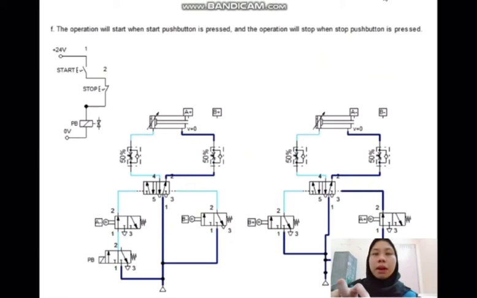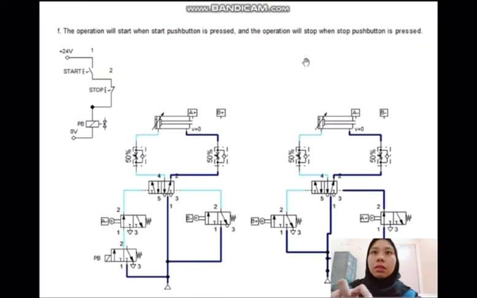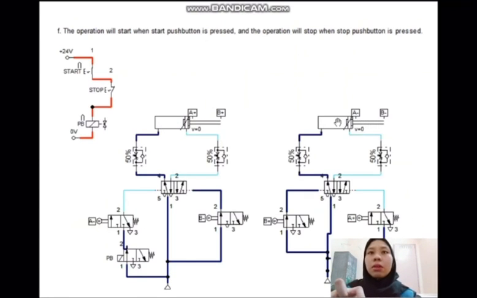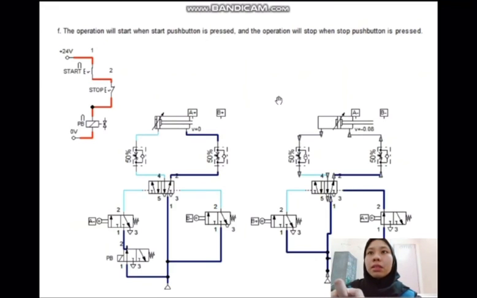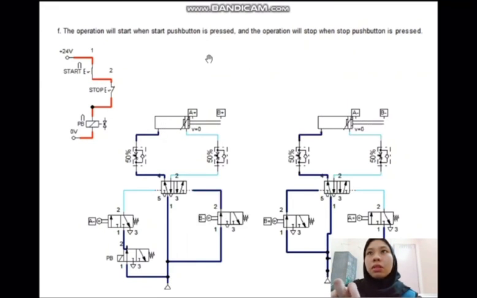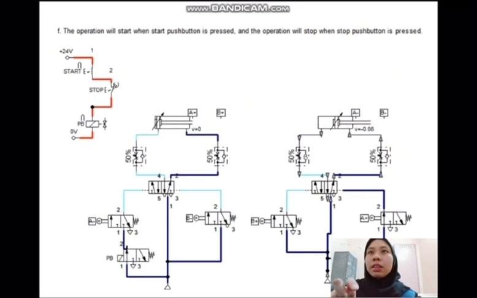This is our Part F. We have to construct a circuit where its operation is A plus, B plus, and A minus, B minus. The operation will start when the start push button is pressed and stop when the stop push button is pressed. So I will click start. It will move A plus, B plus, and A minus, B minus, and it will only stop when the stop push button is pressed.